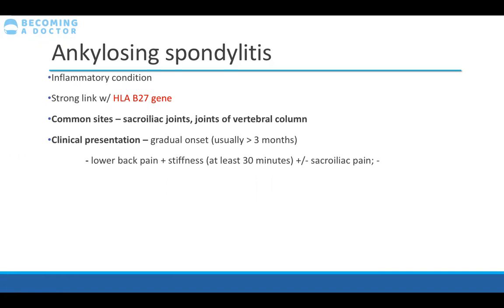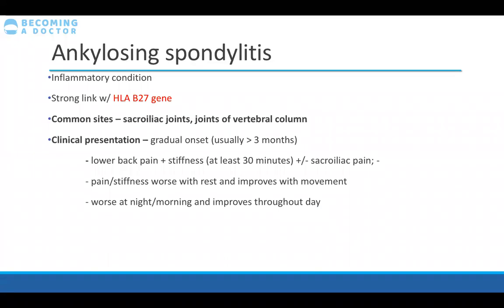Someone would present with lower back pain and stiffness for at least 30 minutes, plus or minus sacroiliac pain and stiffness, that's worse with rest and improves with movement. It's worse at night and in the morning and improves throughout the day. And they can have flare-ups. They get better, they think, oh, it's just back pain, and then it comes back again.